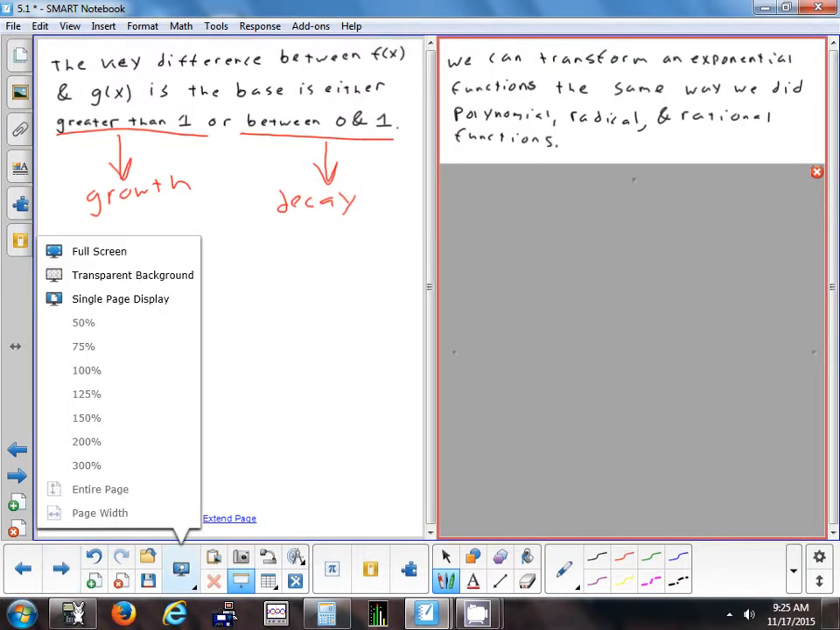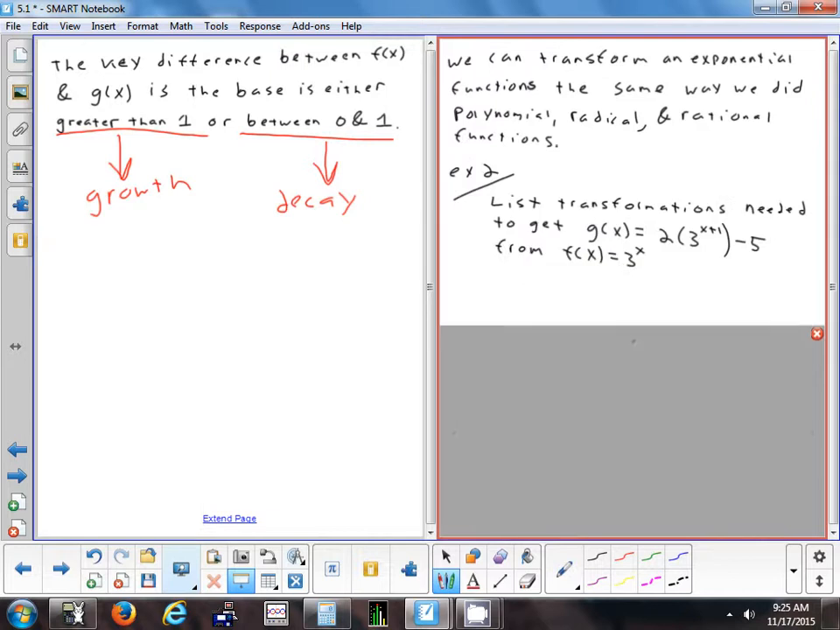All right, so let's look at a transformation. If you understand the transformations from all the previous sections, all these numbers do exactly the same thing. The stuff inside the function, that's your horizontal. The stuff outside, that's your vertical. Any negatives in front of the function would cause a flip. Any negative in front of x would cause a flip a different way.